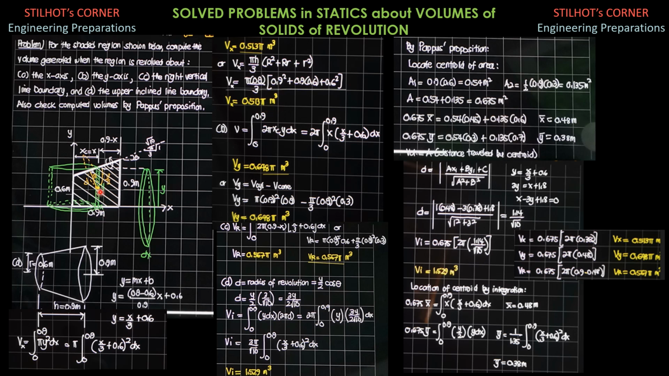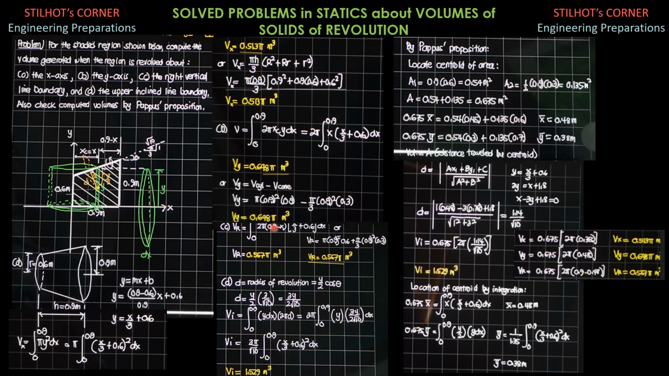Then for volume about the y-axis, it is area 0.675 times distance traveled by the centroid, 2 pi barred x. So 2 times pi times barred x 0.48. In terms of pi, you will get the same value, 0.648 pi cubic meter.